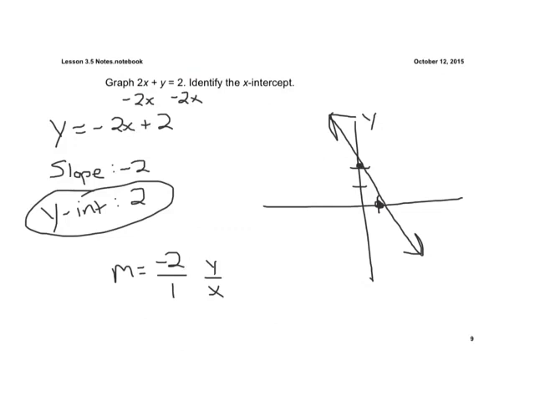It says identify the x-intercept. Well, look here. It goes through our x-axis, which is our horizontal axis, at 1. So our x-intercept is going to be 1. So we graphed the line, identified the x-intercept, we covered everything.